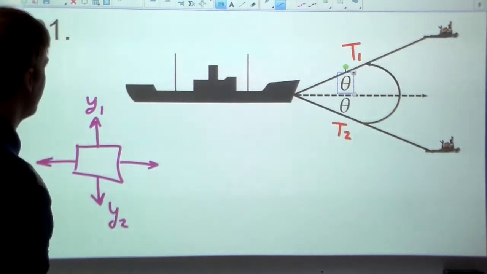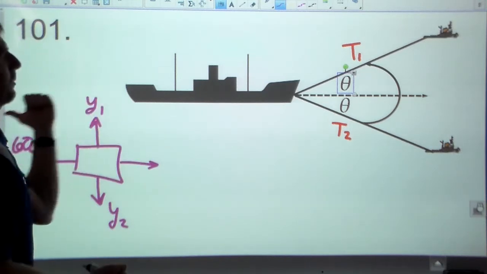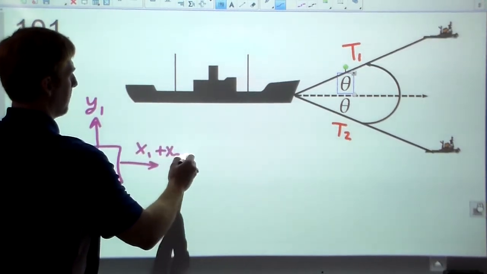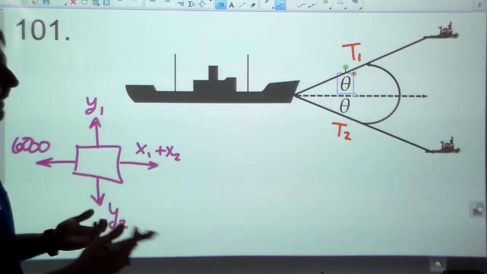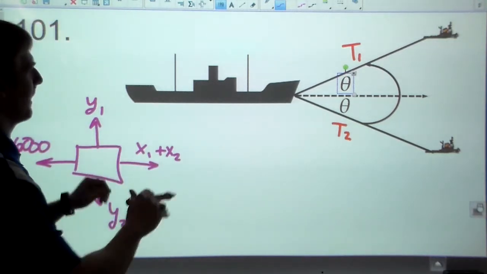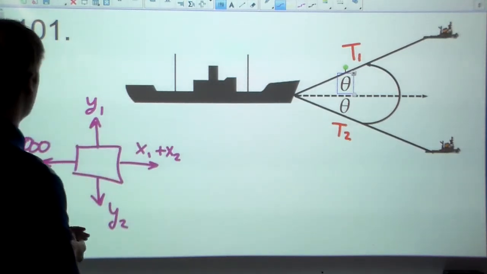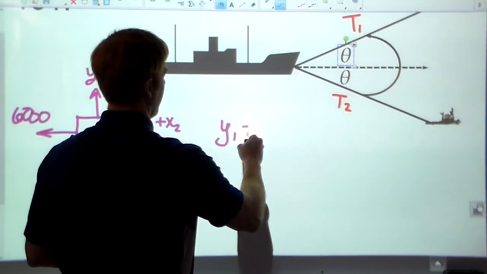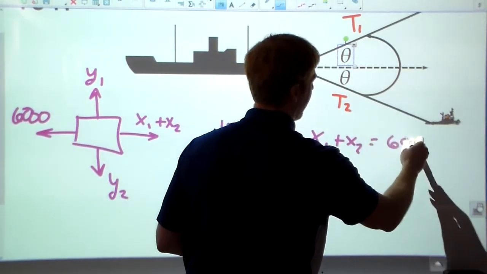Now the barge here is 6,000 pounds, so it doesn't want to move. It's pulling backwards with 6,000 pounds of force, which means the two tugboats have to pull together forward with 6,000 pounds of force, or actually more than that to get it to move. But we're going to keep it balanced here. Let's just assume that they're at that point right before it starts moving, that everything's sitting still. So let's go ahead and make some equations out of this. We know that y1 in this case equals y2, and that x1 plus x2 is going to equal 6,000.